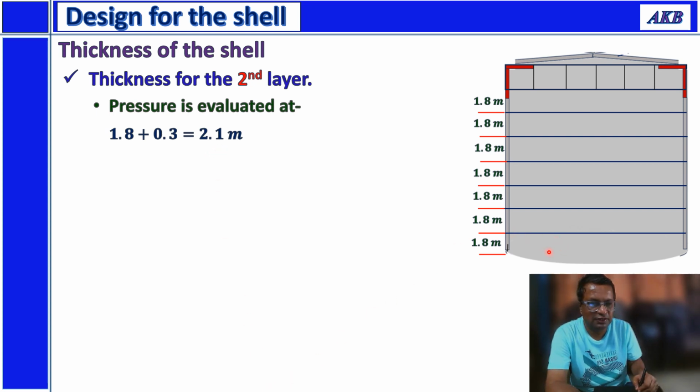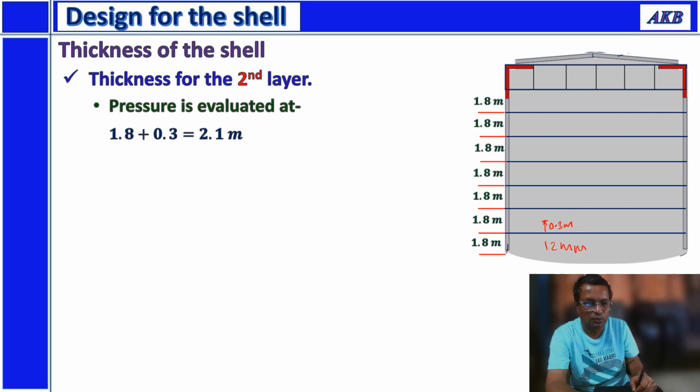Now you have done the calculation for the lower layer. The lower layer is going to have a thickness of 12 mm. Now we are supposed to calculate thickness for the second layer, and for that, as the theory or standard suggests, pressure has to be calculated at a distance of 0.3 meter from the bottom of that particular shell course. So if you are doing calculations for the second layer, second shell course, pressure has to be evaluated at a distance of 0.3 meter from the bottom of the second shell course.